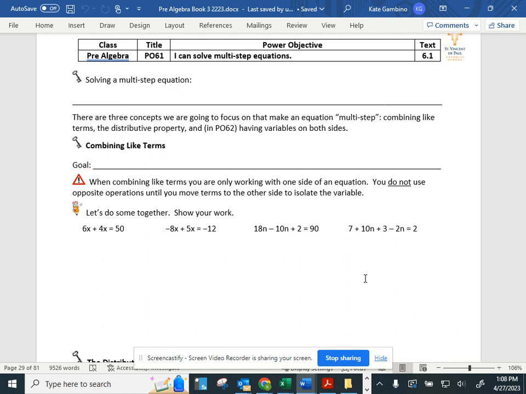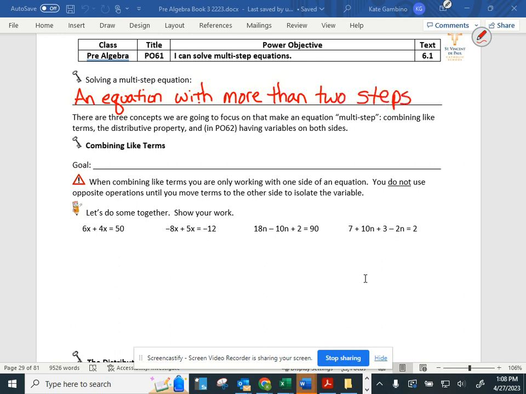So solving a multi-step equation means an equation with more than two steps. We have worked with the one step, we've worked with the two steps. Remember the one step, 6x equals 12. What is x? Two steps, 6x plus 3 equals 15. What is x? Now we're doing multi-step. There's more than two steps.